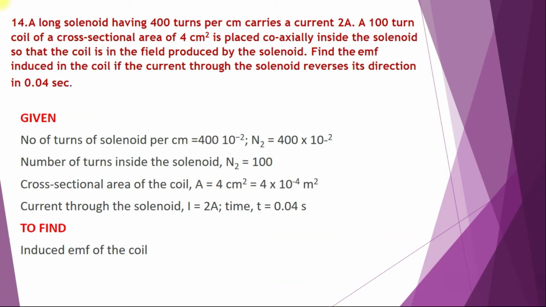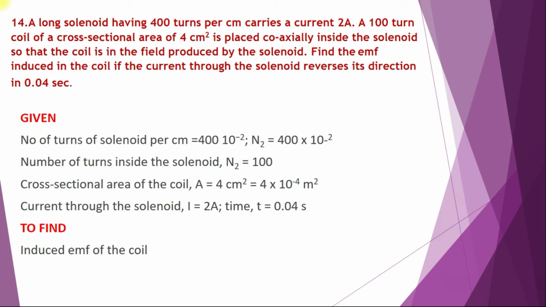14th problem. A long solenoid having 400 turns per centimeter carries a current of 2 ampere. A 100-turn coil of cross-sectional area 4 cm² is placed coaxially inside the solenoid so that the coil is in the field produced by the solenoid. Find the EMF induced in the coil if the current through the solenoid reverses its direction in 0.04 seconds.